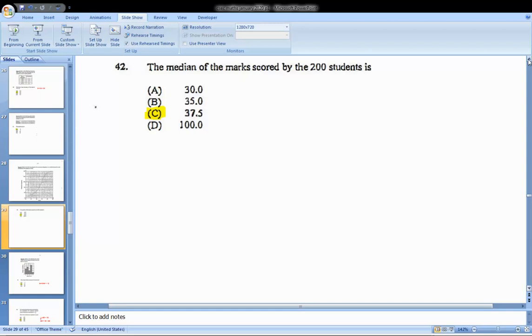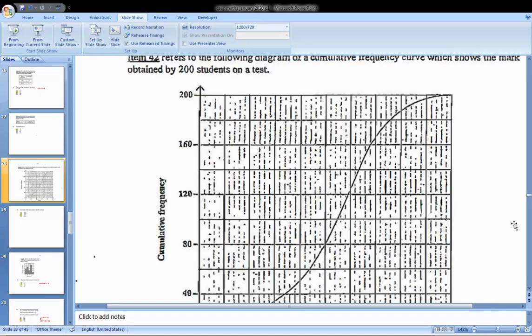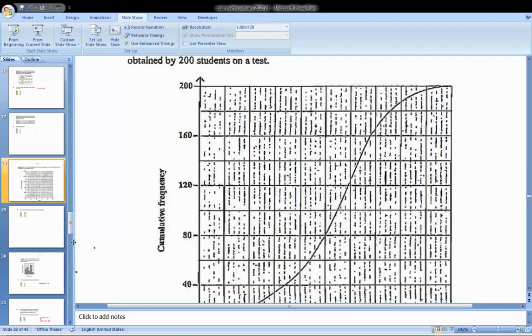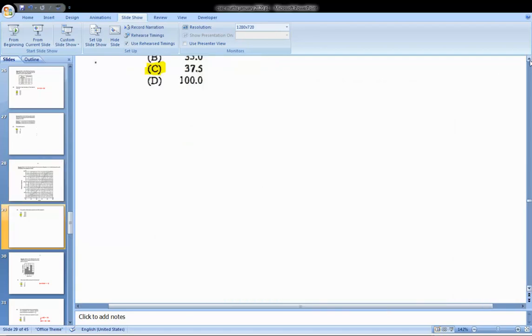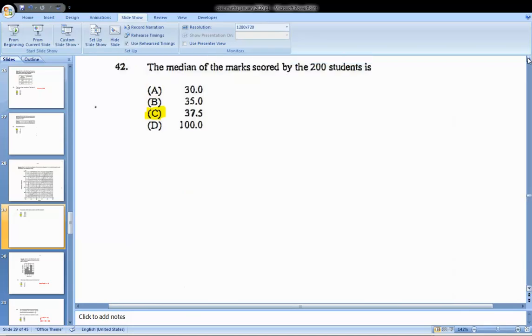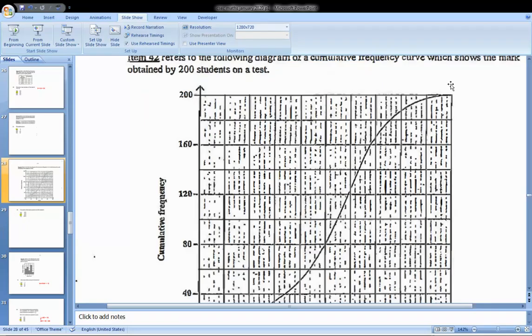that the median is actually the middle number. Now, let's look at our graph again for us to determine that. So here we have our cumulative frequency, and remember the question says the median mark scored by 200 students. So 200 students. Now, what we simply do, we know that the median is a middle number.